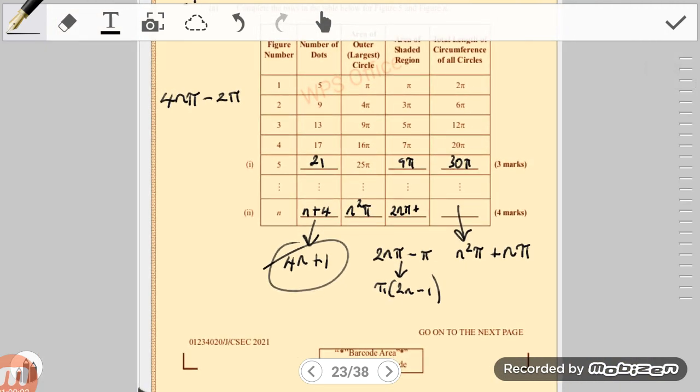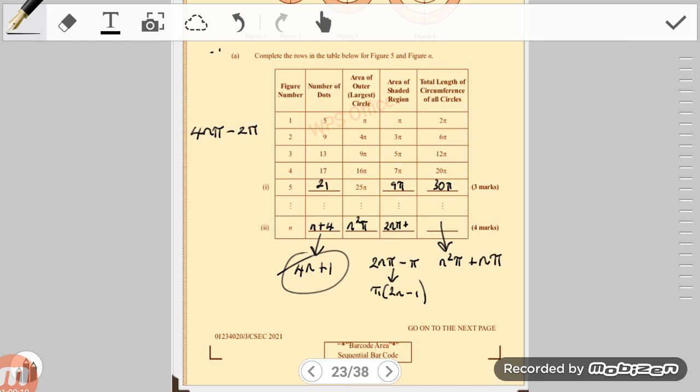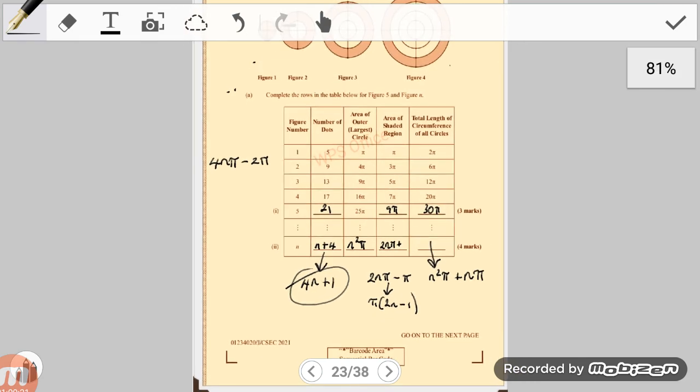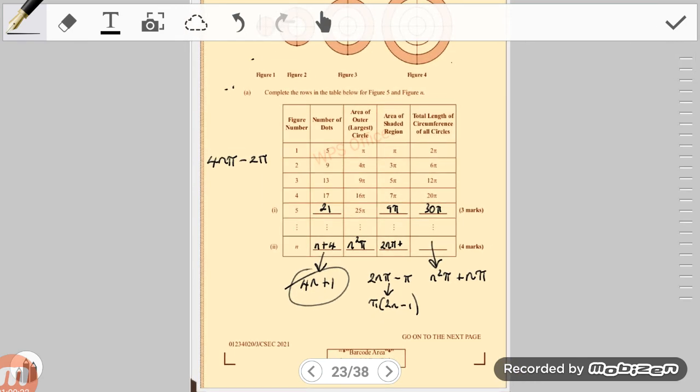Alright, so those are the answers: 21, 9 pi, 30 pi, n plus 4, n squared pi, 2n pi minus pi, or pi open bracket 2n minus 1, and n squared pi plus n pi. Alright, so that's good for us there, guys. Challenging question, I have to say. How many marks was this? 7. I think it was worth it. Alright, 7 marks is a good amount of marks for a question like this.